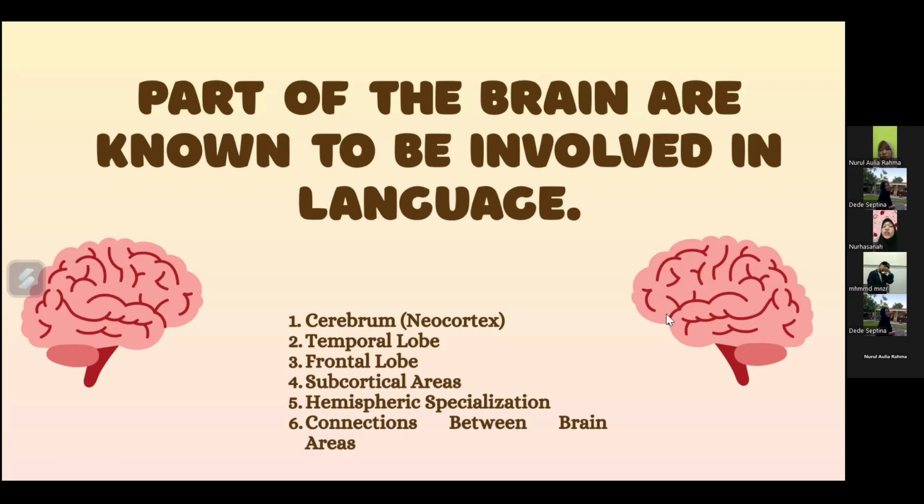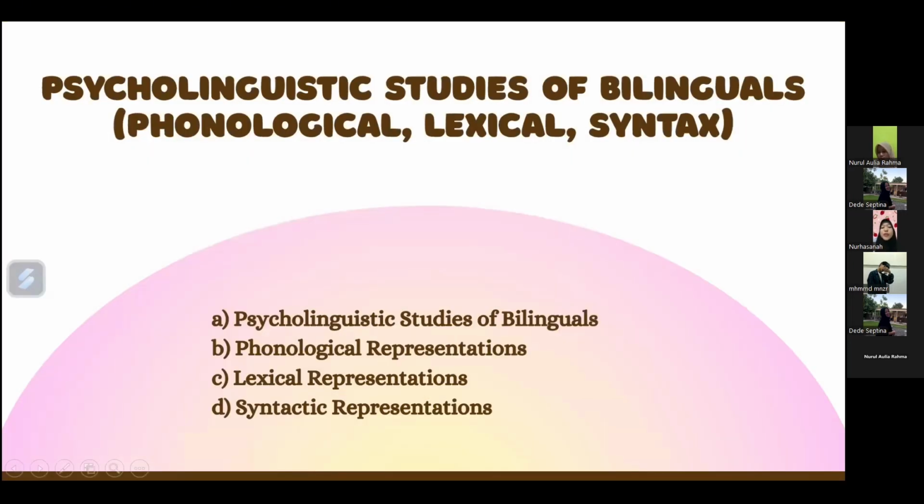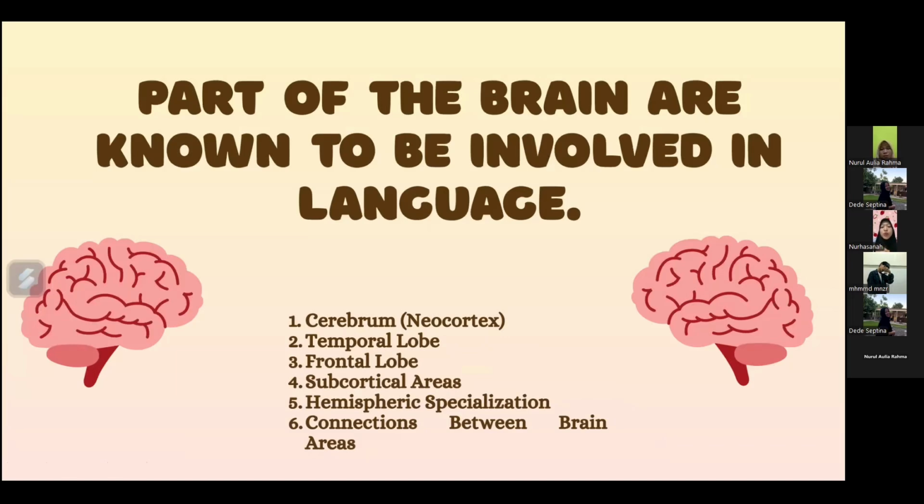And the third is the frontal lobe. The frontal lobe is the speaking and sentence making center. Why? Because this part of the brain is at the front, behind your forehead. It helps you think about what you want to say and form correct sentences. It includes Broca's area, which helps us put words together and speak them out loud.